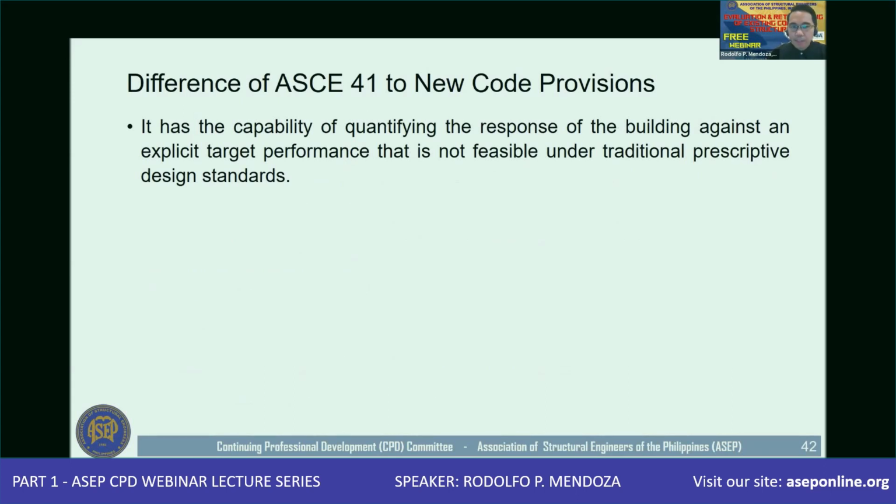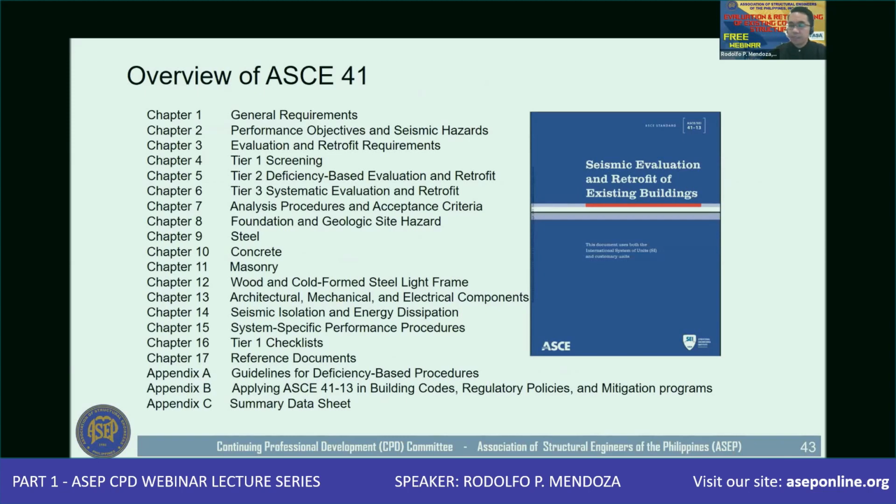Now, another important feature of performance-based philosophy is that it has the ability to quantify the response of a building against an explicit target performance, which is not directly possible for code-based assessment. So this gives you an overview of ASCE 41. There are 17 chapters, and some chapters specifically address the analysis procedures and some acceptance criteria for steel, concrete, and masonry.